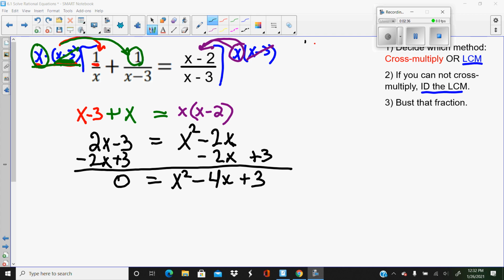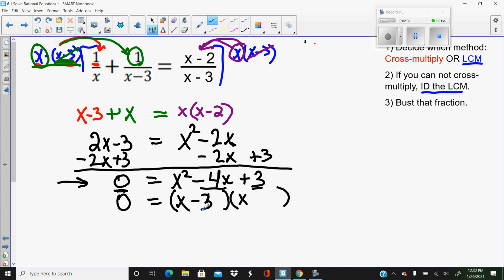All right, so when I simplify, distribute, and move everything around, I end up with 0 equals x squared minus 4x plus 3, because it is quadratic and we're going to use the zero product property. So I'm going to go ahead and factor this. I do believe it is factorable. I need two numbers multiplying to positive 3 and adding to minus 4, so minus 3 and minus 1, okay? So x could be 3, or x could be 1. Those are our two solutions.